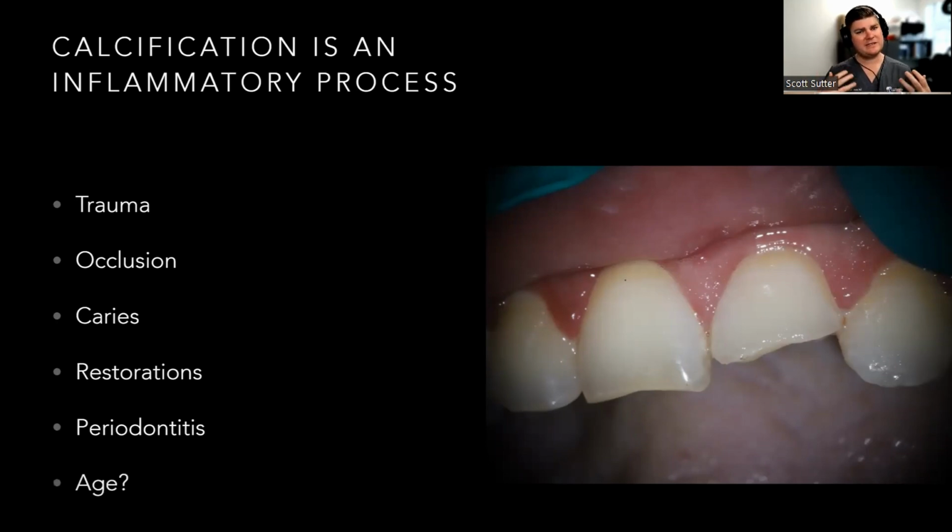And then the final one is age, and that's always a question: is age a risk factor for calcification? I would argue that with advanced age there is more time for trauma, occlusion, caries, restorations, and periodontitis to happen to the patient. So don't necessarily assume that when you see an elderly patient the tooth is going to be more difficult, but they probably had more experiences in life, and the teeth have had more experiences, so you're more likely to have calcification in those patients.